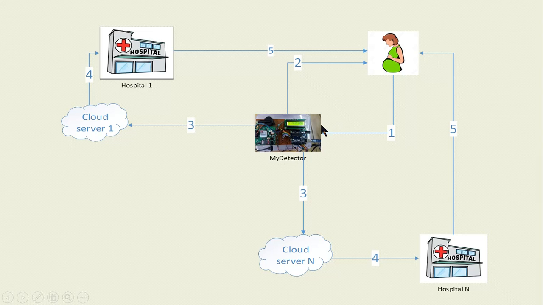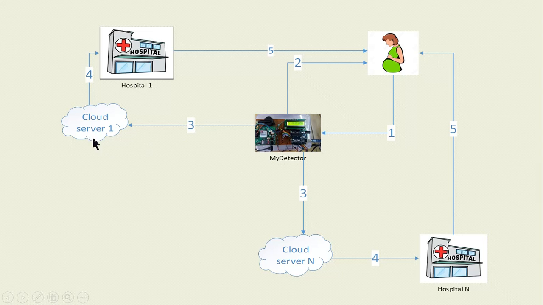After taking the measurements, the system displays the results on the screen, which is right here, to this pregnant woman. So this pregnant woman will be able to see the results of the diagnosis she has taken. At the same time, the same results taken by the device will be sent to the doctor at the hospital.